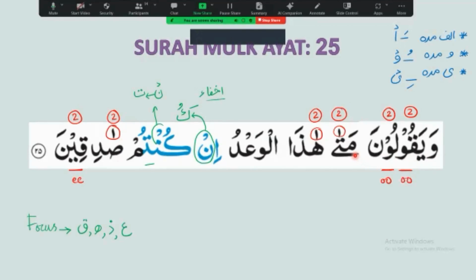Meem letter is simply articulated when we join our two lips together and we say ma. Mata. Ta. Ta letter, the light letter, the tip of the tongue touches the back of your upper teeth and you say ta. Mata. Again, I'm stretching ta here for two counts. When you say one, two, you can count that on your fingers.